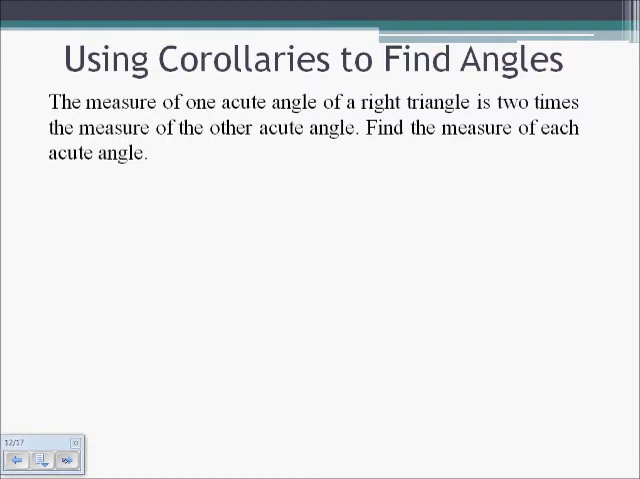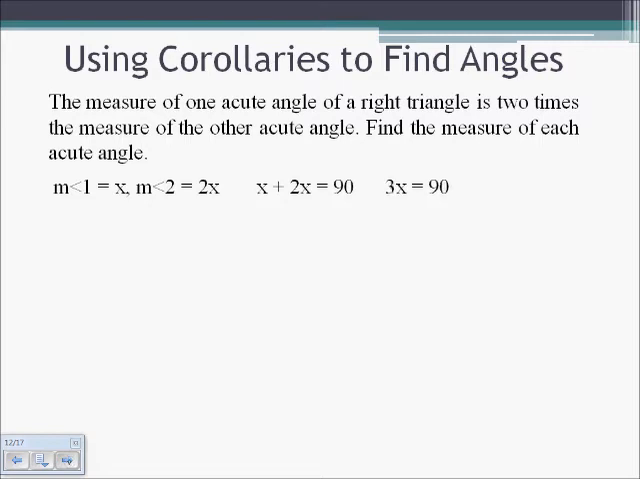So we have a right triangle, which means we have a right angle, and the other two are complementary to each other per the corollary. So if we define the two angles that are left over as x and 2x, then we satisfy the requirement that one has to be 2 times the measure of the other. So if one is x and the second is 2 times that, we can make the statement that x plus 2x equals 90, because again, if you have a right triangle, then the other two angles are complementary to each other.